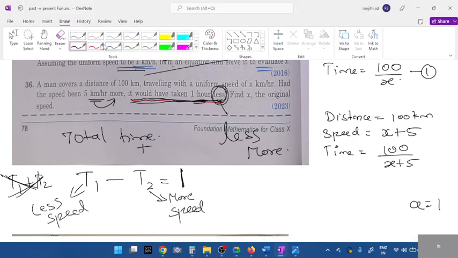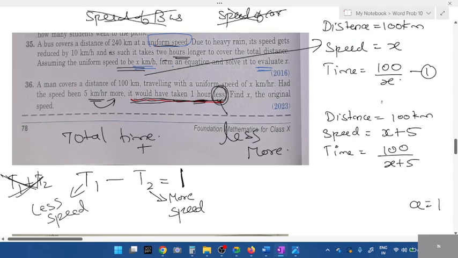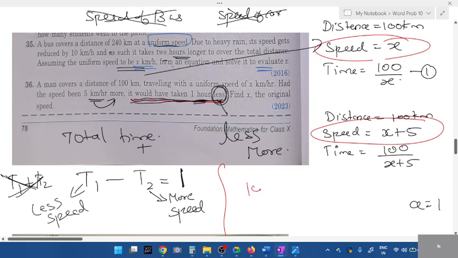Read these two statements and tell me which one is more speed and which is less speed. The first one is x and the second one is x plus 5. Which is greater? x plus 5 is greater, so you are supposed to write it second. First you take x, that is 100 divided by x, minus 100 divided by x plus 5, since x plus 5 is more speed. That is what I have written here, equal to 1.